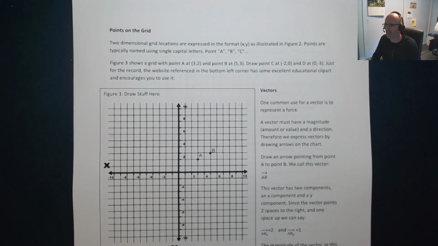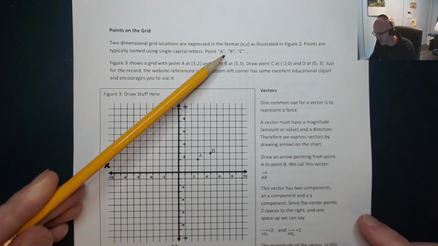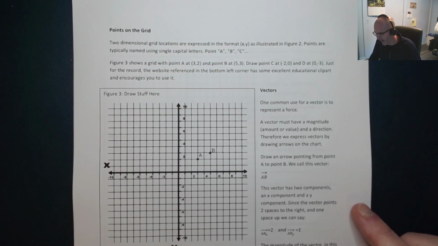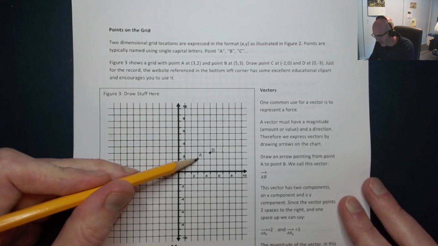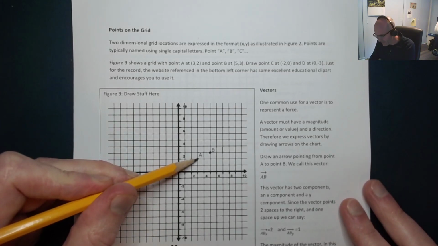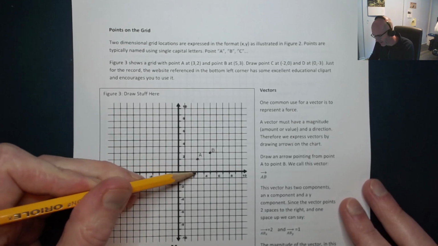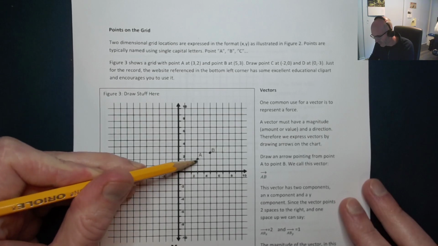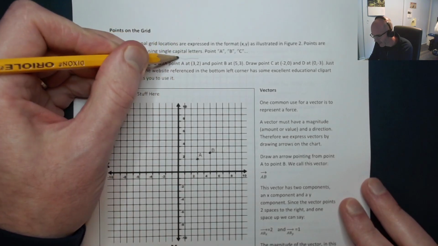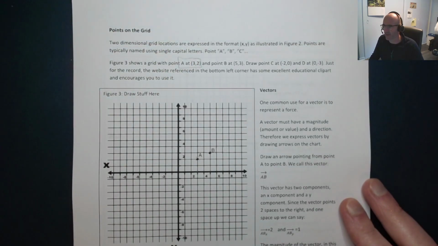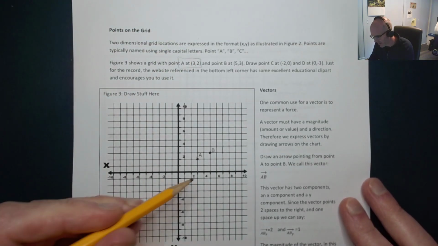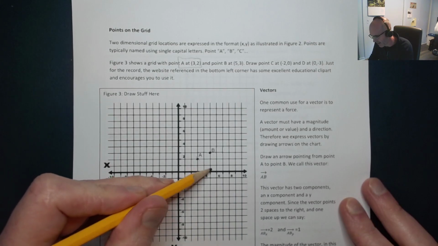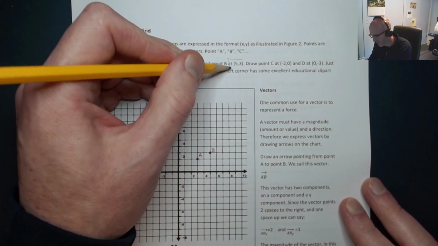Again, this is something that you've covered in the past and we're just reviewing right here, but let's take a quick look. Two-dimensional grid locations we express as x, y, and we can name these points. So right in here, we've got a point A, and its location is 1, 2, 3 over, and 1, 2 up. So that's point A located at 3, 2. Okay, point B, 1, 2, 3, 4, 5 over, and 1, 2, 3 up, is 5, 3.